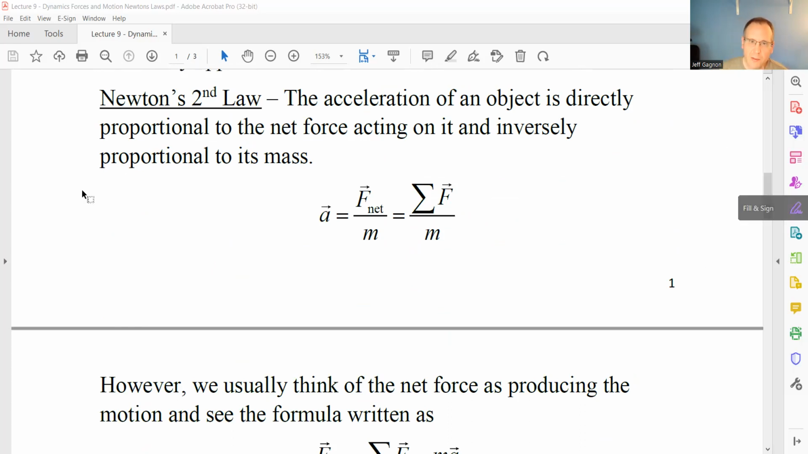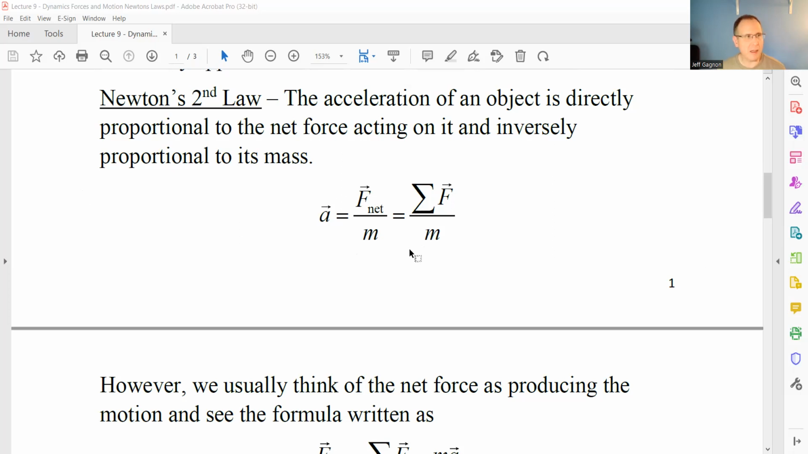So in equation form, you can write that as the acceleration is equal to the net force, which, remember, is a vector, right? So the net force is the sum of all the forces. So another way of writing that is just sum, this big sigma here, means sum. We're summing all the vector forces, right? That gives us the net force, and then divided by mass. That is equal to the acceleration.